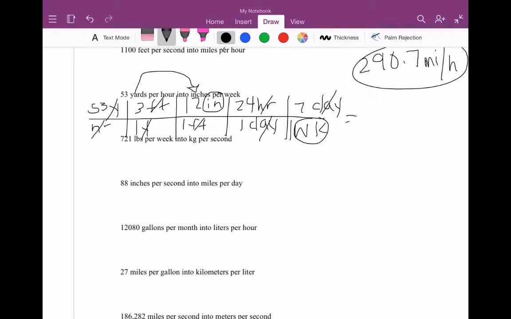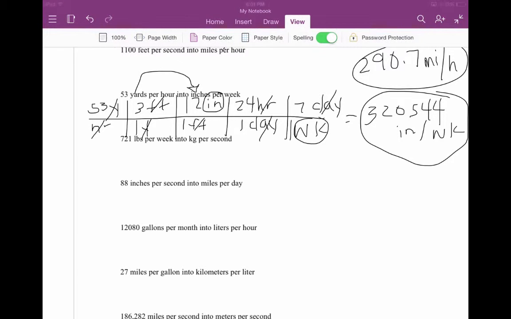To calculate this in the calculator, we take everything on the top. So 53 times 3 times 12 times 24 times 7, which equals 320,544, divided by everything on the bottom, which is all ones this time. So we have 320,544 inches per week. Final answer.